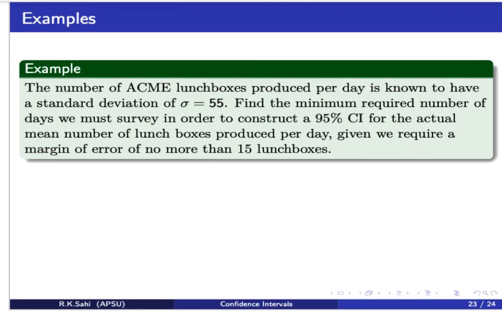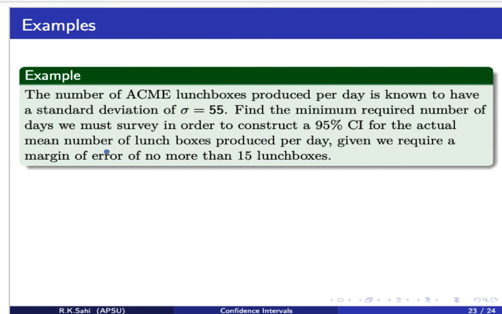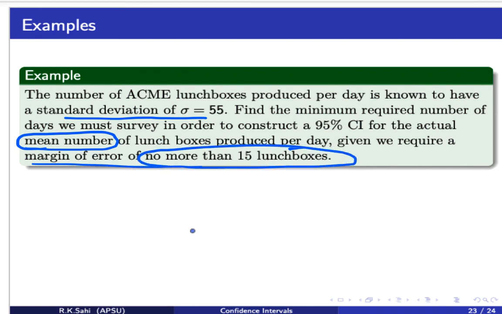Let's look at sample means. It says the number of ACME lunch boxes produced per day is known to have a standard deviation of 55. Find the minimum required number of days we need to survey to construct a 95% confidence interval for the actual mean number of lunch boxes produced per day, given we require a margin of error to be no more than 15 lunch boxes.